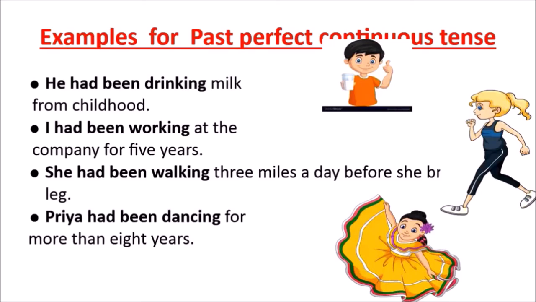He had been drinking milk from childhood. So, "had been drinking" refers to a continuous process or a continuous action for a long period of time in the past, and it ended at some point of time in the past. So that's why we are using past perfect continuous tense, "had been drinking." Look at the next example.